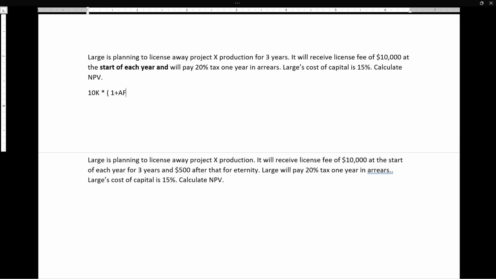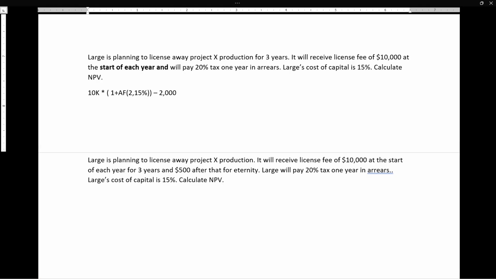And then we're going to use an annuity factor for the remainder of the years. So for 2 years in our case. And the cost of capital that is given to us is 15%. That is the present value of licensing. Now we also have tax. Tax is our cash outflow, so we need this minus sign, and we know that it's going to be 20% from our income of 10,000, so it will be 2,000.